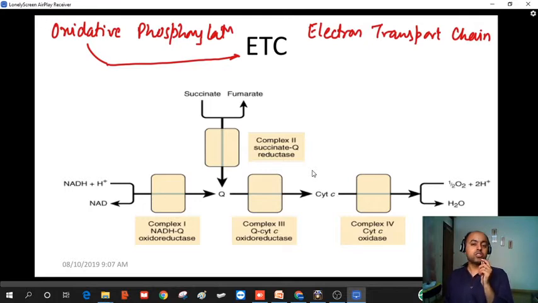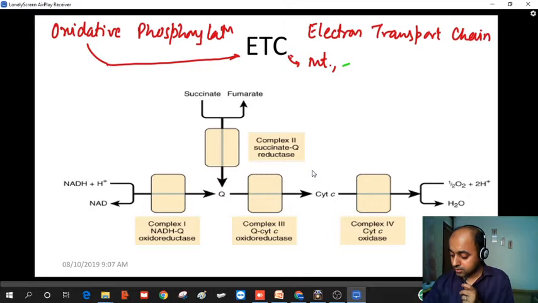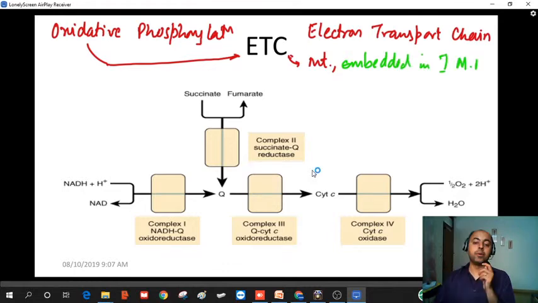Remember, the electron transport chain is present in the mitochondria. It is embedded in the inner mitochondrial membrane. The components of ETC are present in the mitochondria. They are embedded in the inner mitochondrial membrane.